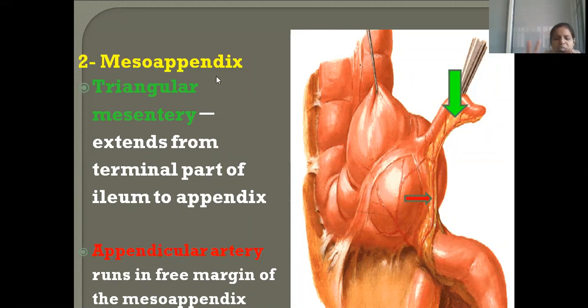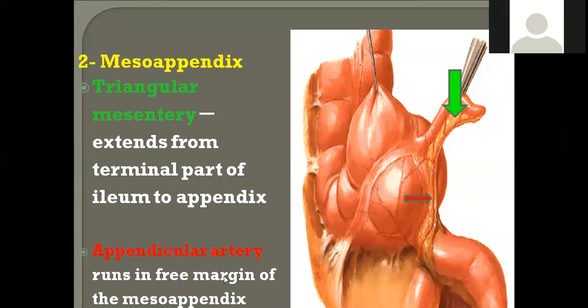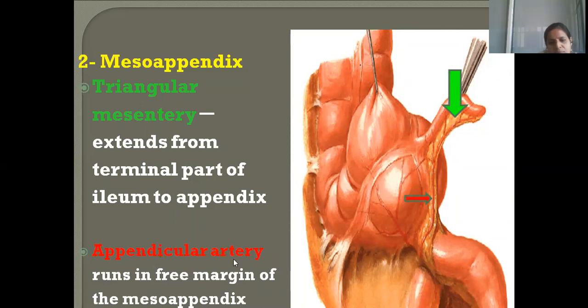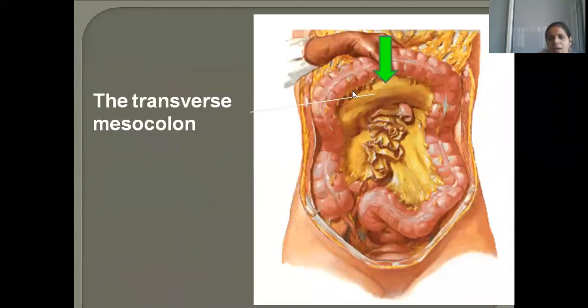So this whole thing is mesoappendix. It may come as a 3 marks question. If you check, it will have one blood vessel, a red colored artery is seen. That is nothing but the appendicular artery, which is running in the free margin of mesoappendix. The appendicular artery is also one of the branches coming from the superior mesenteric artery, what we saw in the mesentery. Then now, what is transverse mesocolon?